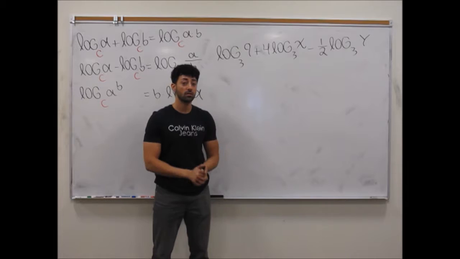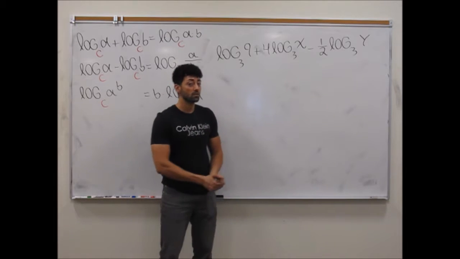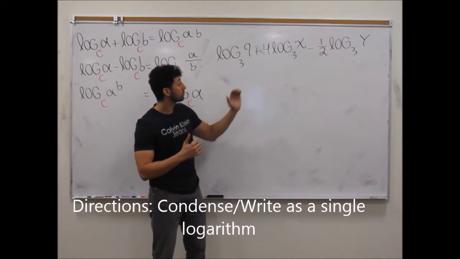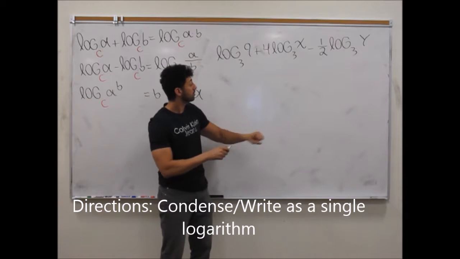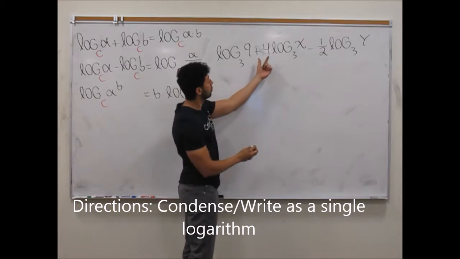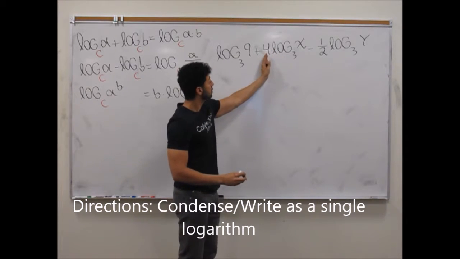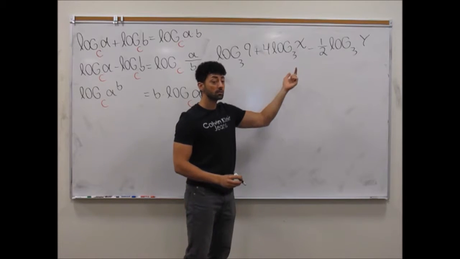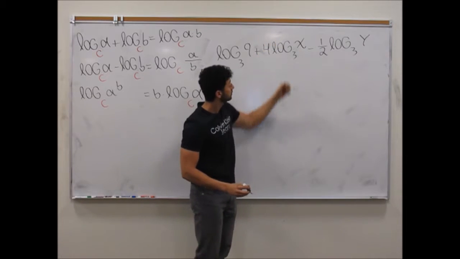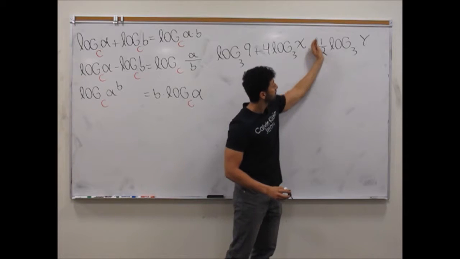List of steps for us to follow. That's the main thing you want to do: bring back the exponent. If you see any coefficient being multiplied to the log, you want to bring that back as an exponent. So this 4 would come back, and this half would come back as an exponent.